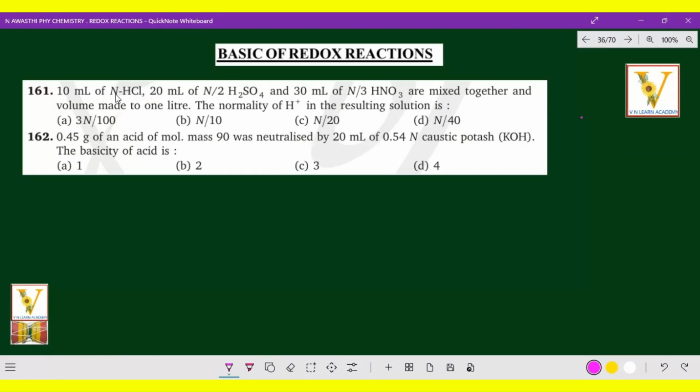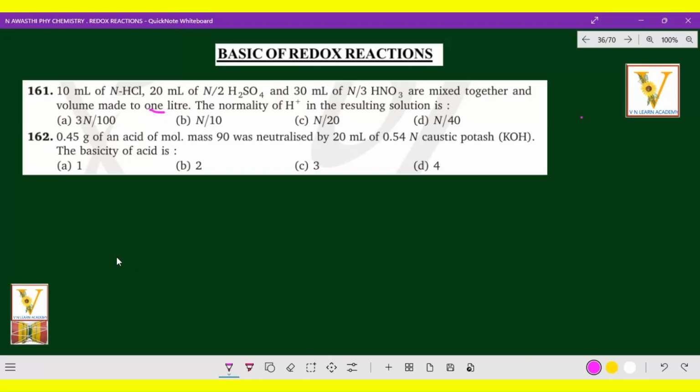10 ml of N HCl, 20 ml of N by 2 H2SO4, and 30 ml of N by 3 HNO3. Here in this question, N HCl, N by 2 H2SO4 and N by 3 HNO3 are mixed together and the volume made to 1 liter, so this is 1 liter total volume. We need the normality of H plus ion in the resulting solution. Okay, fine. This is very simple actually.